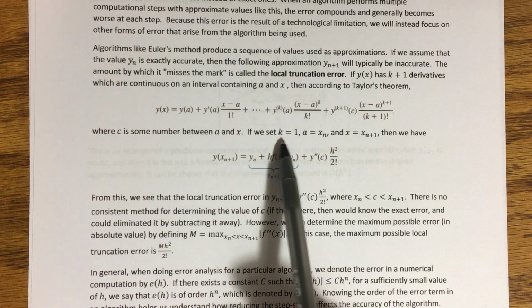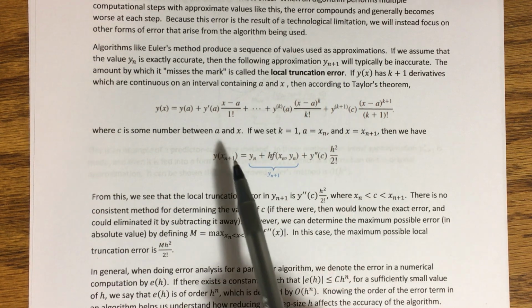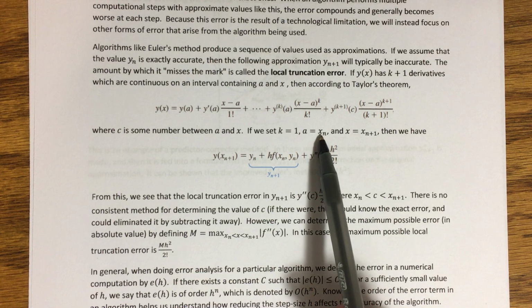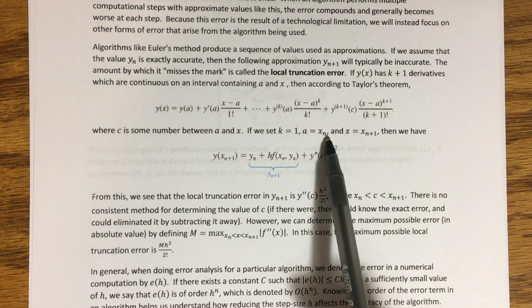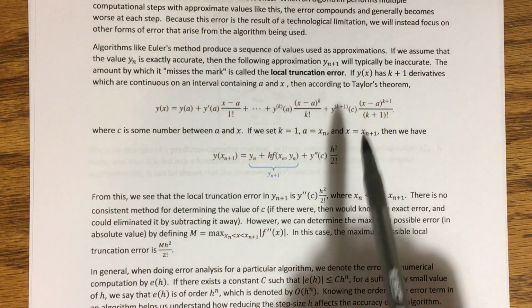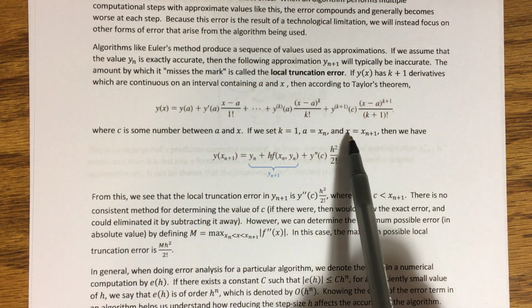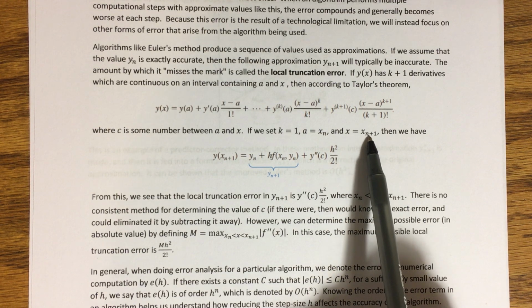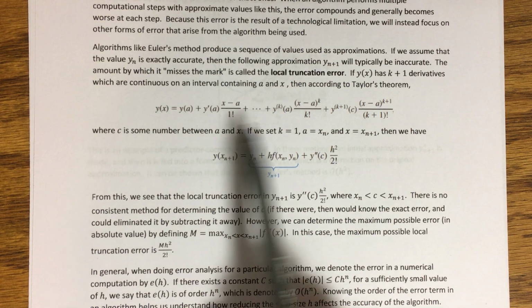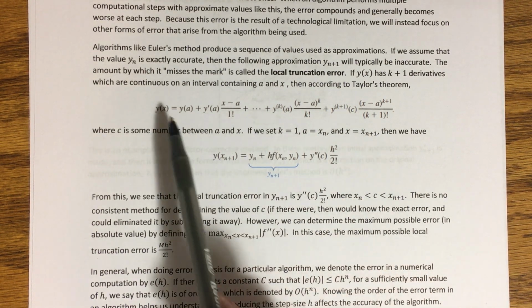So if we set k equal to 1, remember k is the number of derivatives I take before I get to my remainder term. If I set that equal to xn, which remember is one of the inputs that we would be using in our recursive formula, and if I set x equal to the next number in that sequence of x values, xn plus 1, think of what this would look like if we plugged that in. So x is equal to xn plus 1.